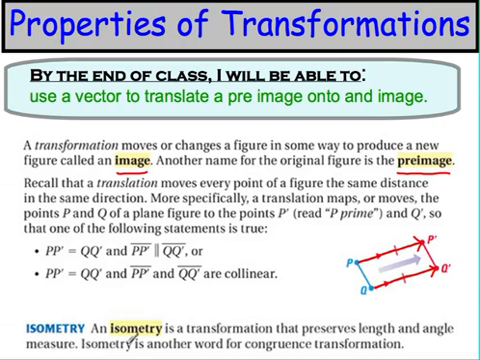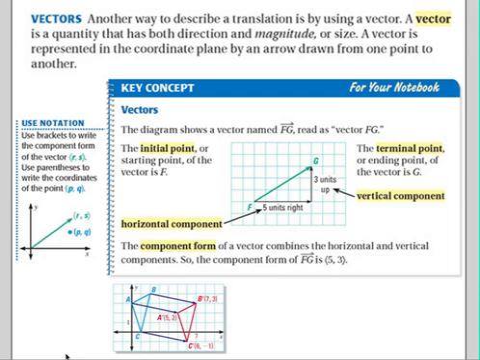Okay? This is called an isometry. Another name for an isometry is basically a congruence transformation, where it preserves the length and all of the angle measures. Specifically today, we're going to talk about using vectors to describe transformations, specifically translations.